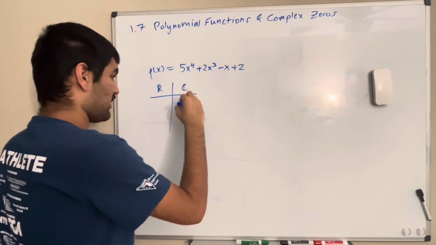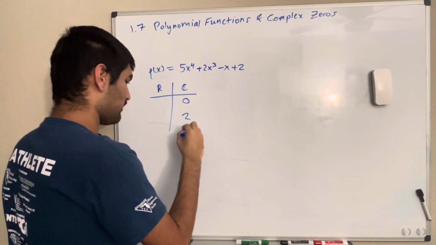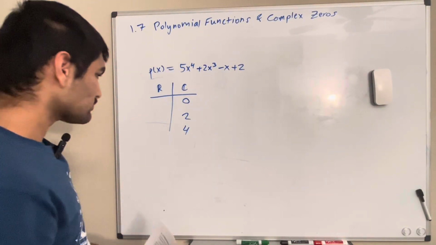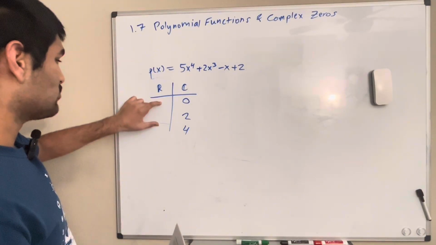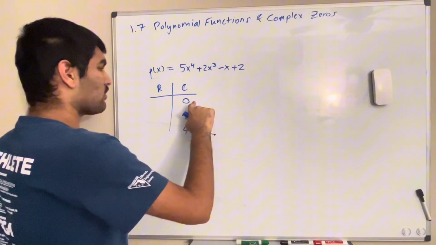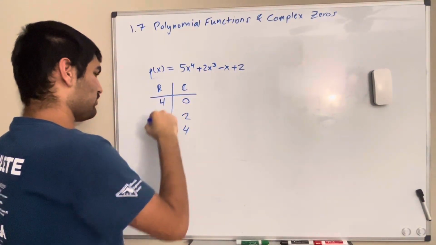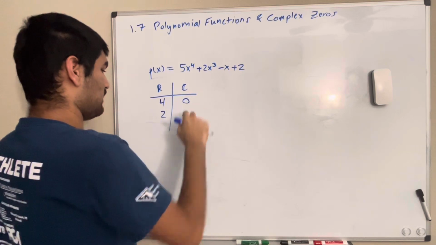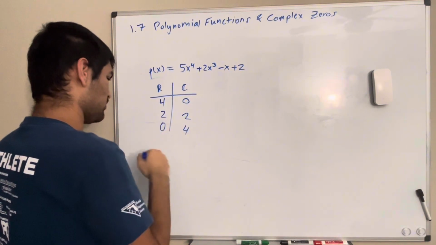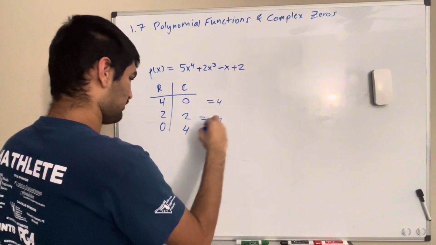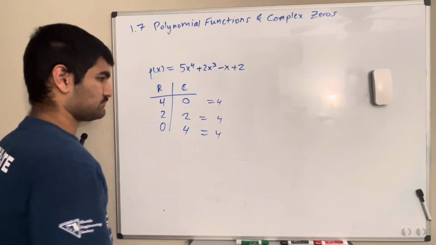So we can have either 0, 2, or 4 complex or imaginary zeros. And then the corresponding real zeros just have to add up to the total degree, in this case 4. So if you have 0 complex zeros, you have to have 4 real zeros. If you have 2 complex zeros, you have to have 2 real zeros. And if you have 4 complex zeros, you have 0 real zeros, right? Because adding these across, you should get 4 each time.